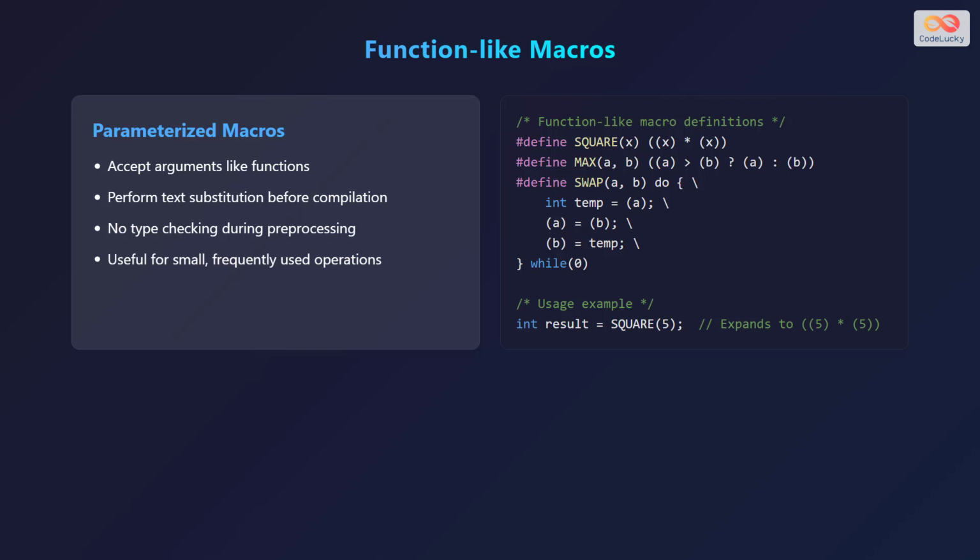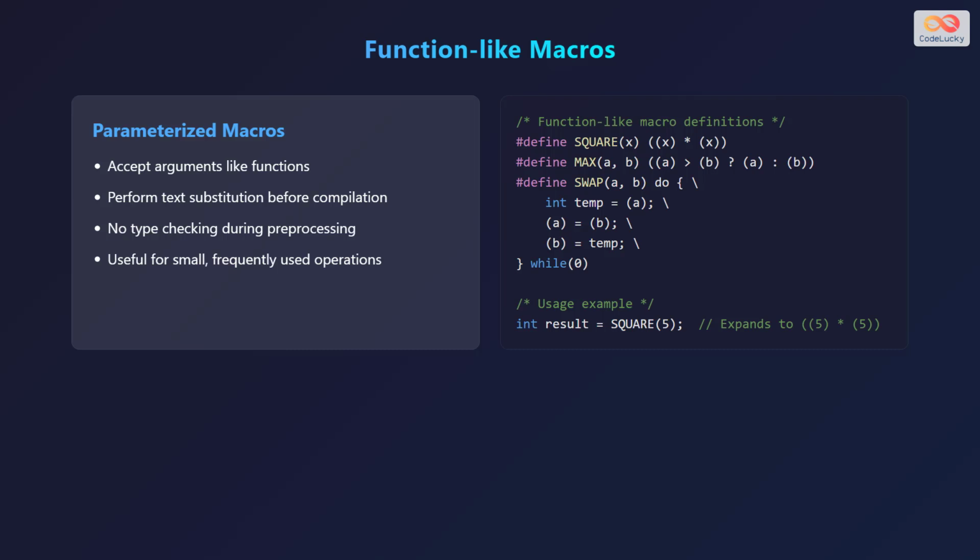Now let's discuss function-like macros, also known as parameterized macros. These macros accept arguments similar to functions. They perform text substitution before compilation, but without any type checking during pre-processing. They are useful for small, frequently used operations. For example, the macro SQUARE(x) is defined as x times x. The macro MAX(a, b) is defined as a greater than b, then a, otherwise b.